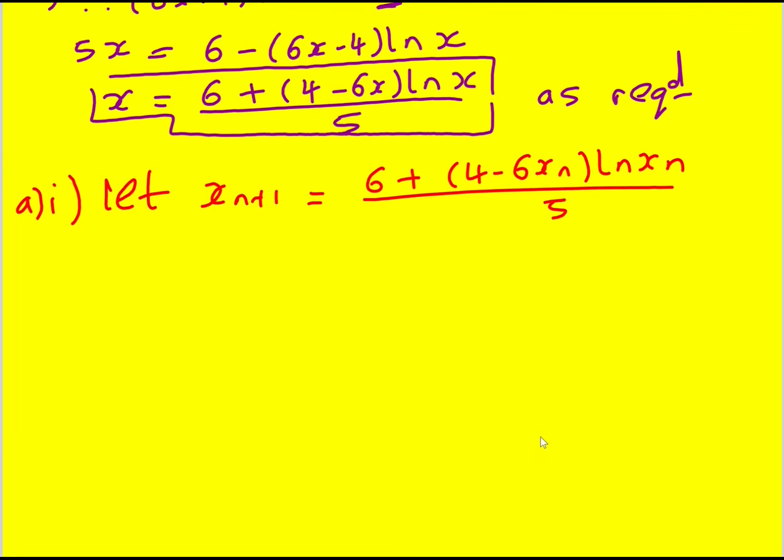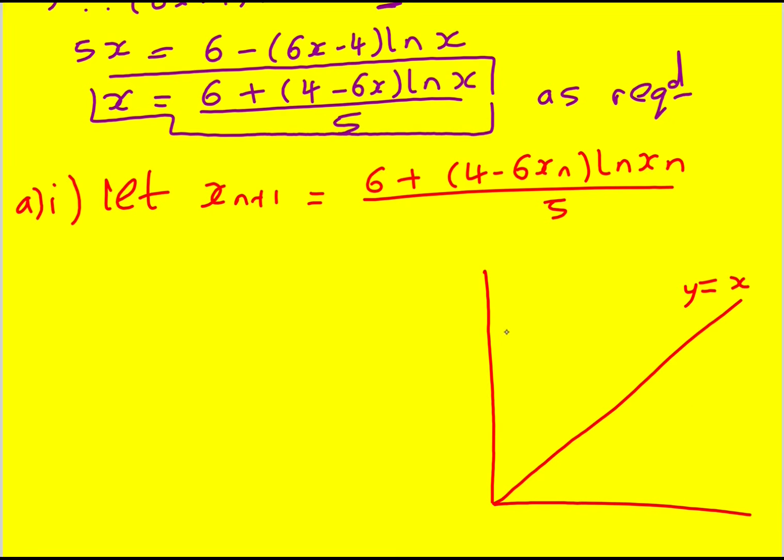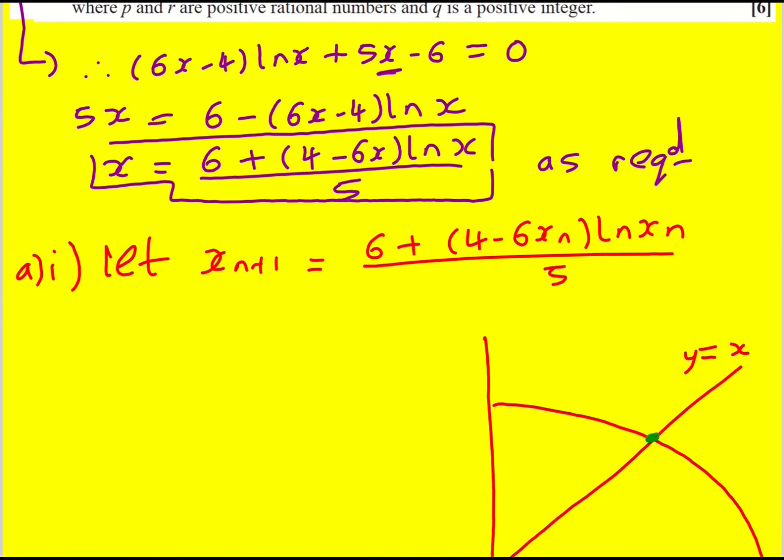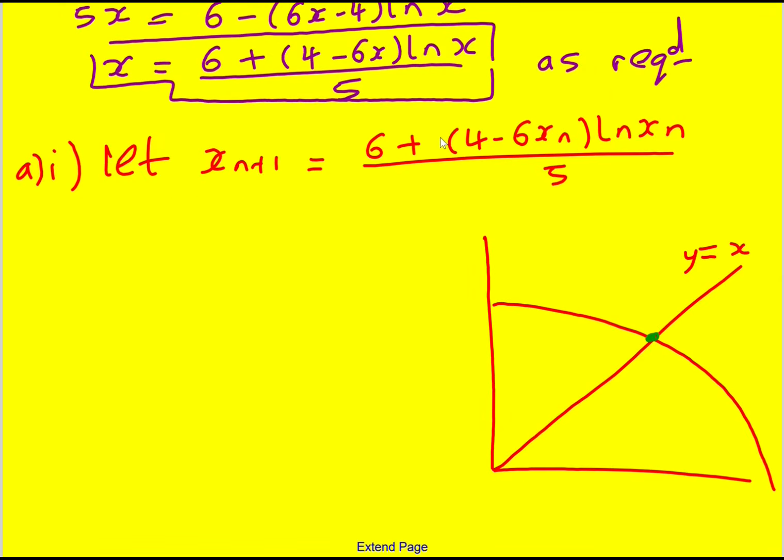And just a quick recap of how this method works. We've got the line y equals x, and then the function on the right. I don't know what it looks like, but here's an example of what it might look like. And we want to find where these two lines intersect. And actually that is the same as the solution to the original equation, that one up there. So what we do is we put in a value of x. This is our starting value. And then we go along and that becomes our new value.